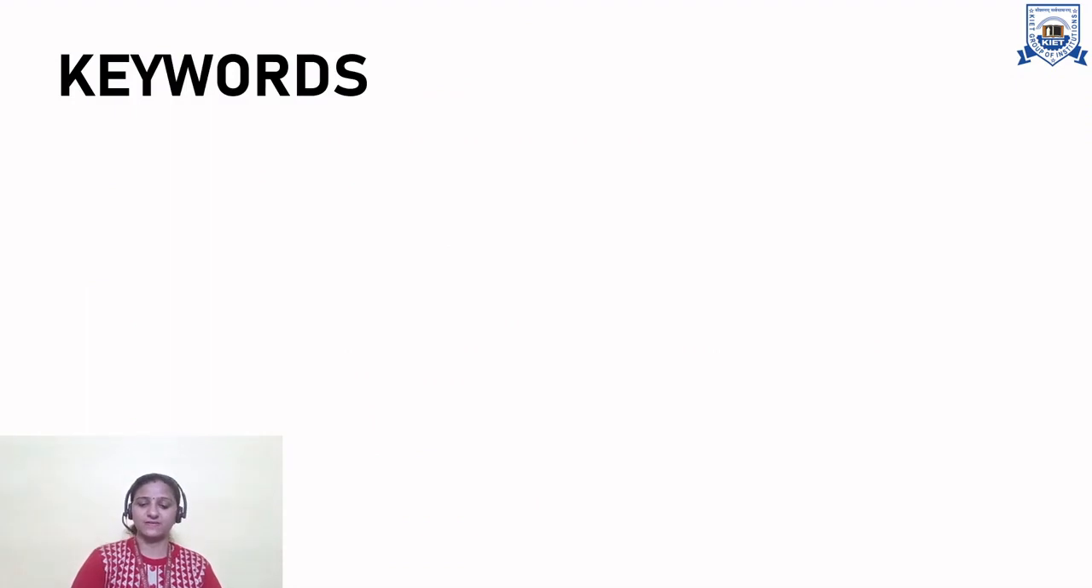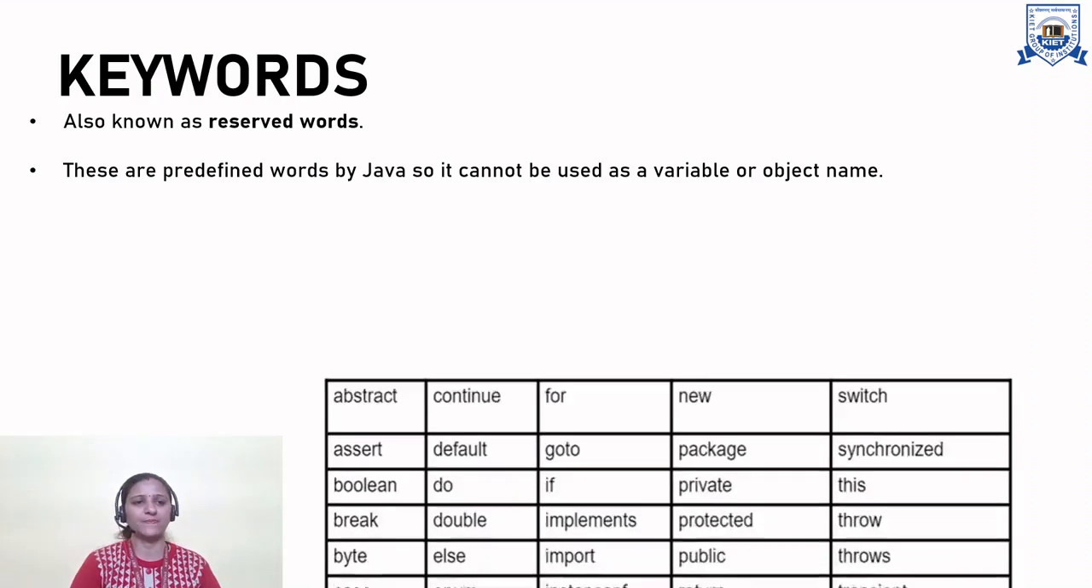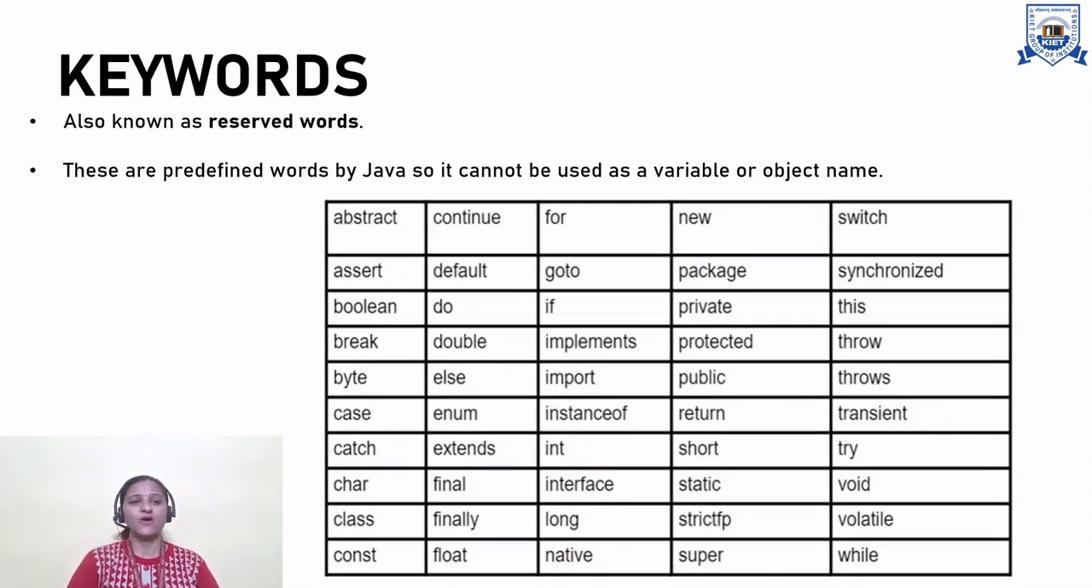Now the keywords of Java. Keywords are also known as reserved words. These are the words which are predefined by Java so that they cannot be used as a variable or object name in any program. Now the list of the keywords available with Java. We will go through them one by one in the entire session of web technology.